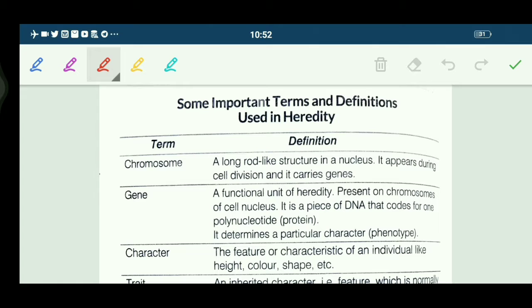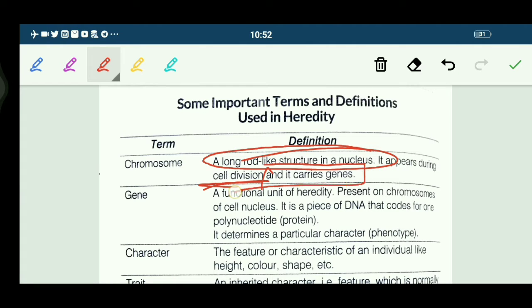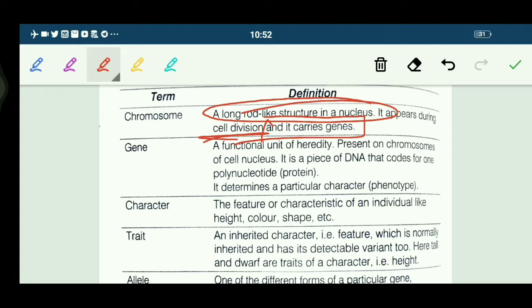It is a long rod-like structure in a nucleus. Within a nucleus, there is a structure that is chromosome. It appears during cell division, children, and it carries genes. Now, what is gene? A functional unit of heredity is said to be gene, which is present on a chromosome. So, this is a chromosome, and a functional unit is said to be the gene, one part of it. So, it is a piece of DNA that codes for one protein.